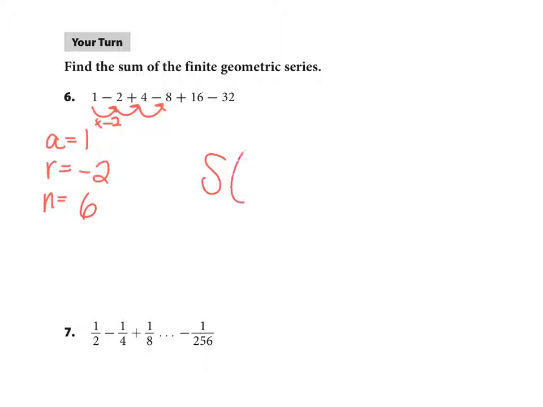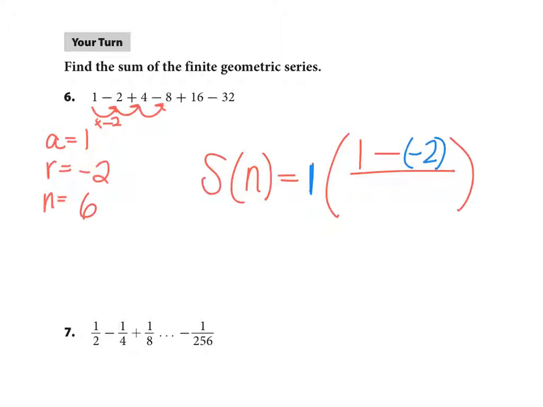All right, so my formula is pretty easy. I've got S of n equals my starting value, 1. And then we're going to do our parentheses. 1 minus r, which is, here I'll write what I'm plugging in in a different color, -2 to the n power, n is 6, over 1 minus -2. So take a second to compare this with the equation you just wrote above, and notice I'm just plugging in the three numbers into their respective spots. Everything else is the same.